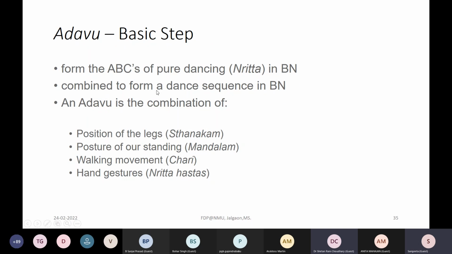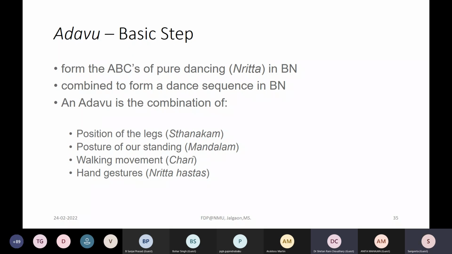So possible. Okay. Now, whenever you go to a dance school, you start with basic steps. Even if anyone among you has learned dance or your kids are going, you would know basic steps are taught. Just like we learn ABC in schools. Similarly, the pure dancing is called Nritya, and that is the basic of Adavu. Combined to form a dance sequence, and this Adavu is formed of 4 different things: what is the position of the leg? What is the posture, how you're standing? How are your walking movements? And what are your hand gestures?